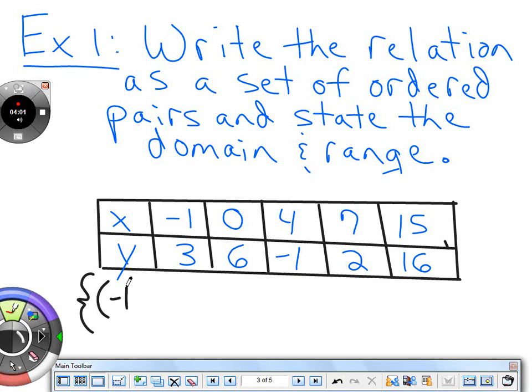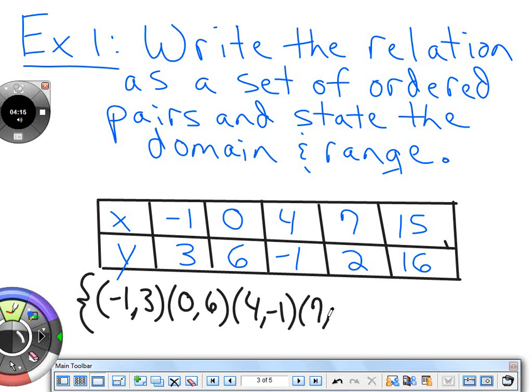So -1, comma, and the y that goes with it is a 3. And then we got 0, 6. And then we got 4, -1. And then we got 7, 2, and then we got 15, 16.